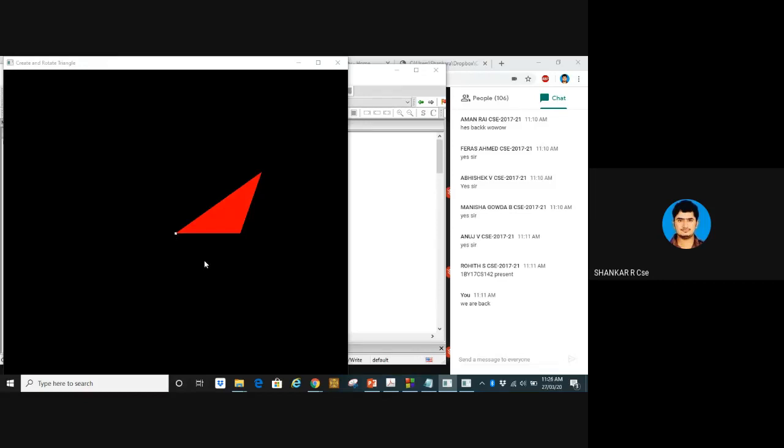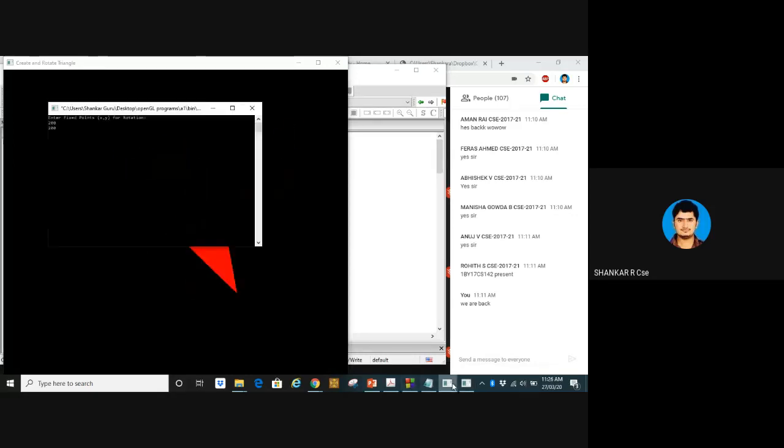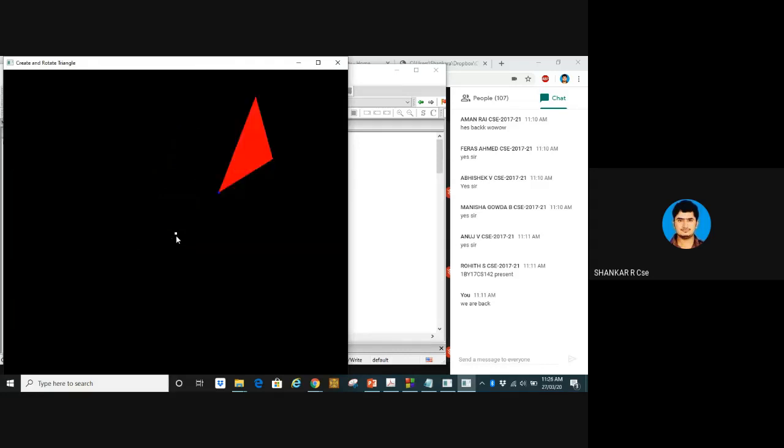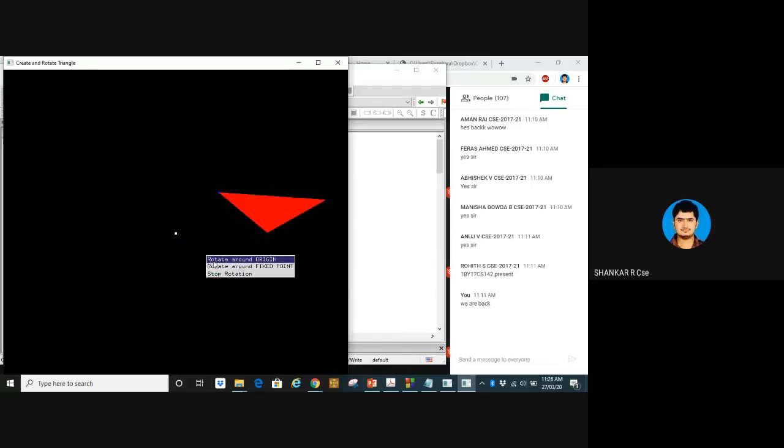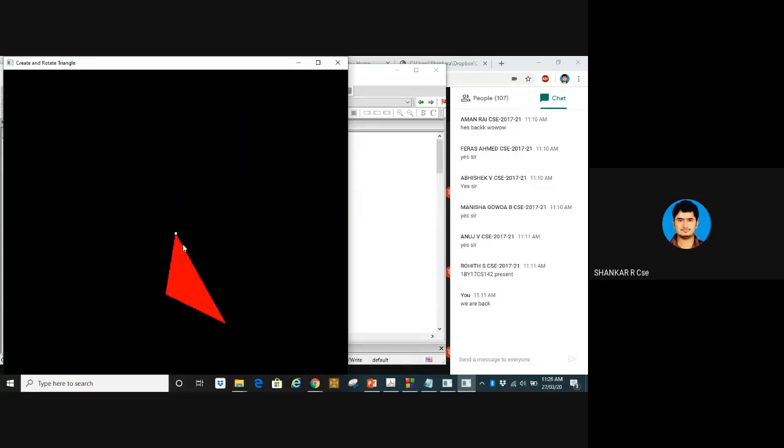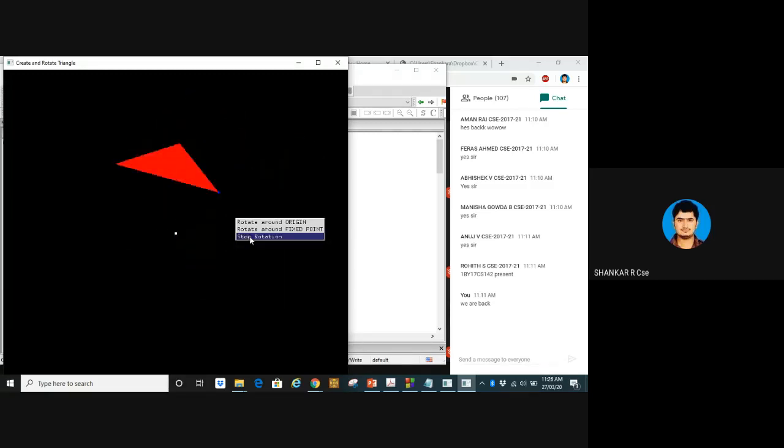This white pixel happens to be 0, 0, and the right click, rotate around the origin means rotate at 0, 0. The next one is rotate around the fixed point. What is my fixed point? It is 200, 200. So from 0, 0 to 200, 200 is this blue color pixel, and with respect to that pixel it should rotate. Again, if I right click and say origin, it comes here. If I say fixed point, it goes to 200, 200. That is my customer point, and then it rotates. The third one is stop rotation.